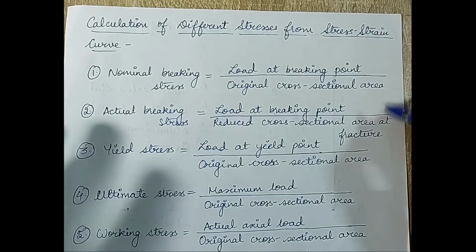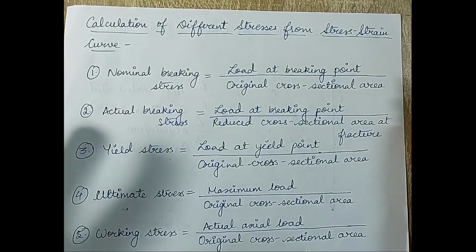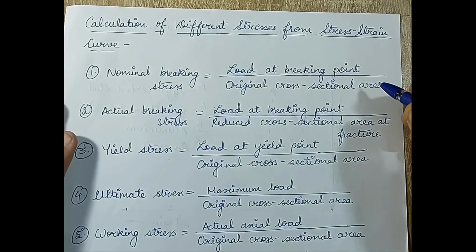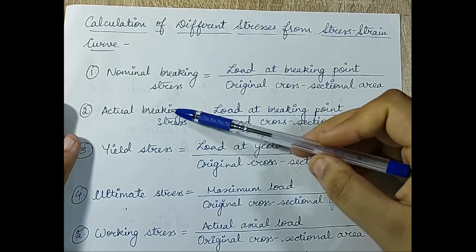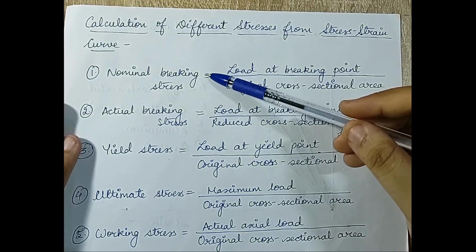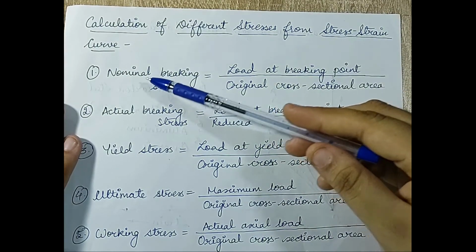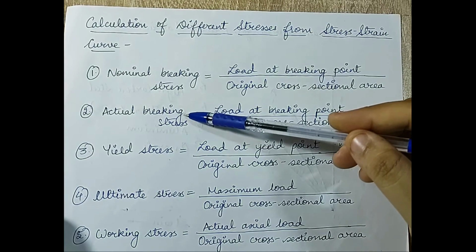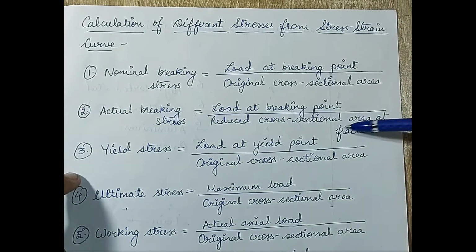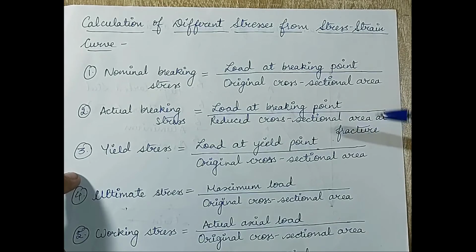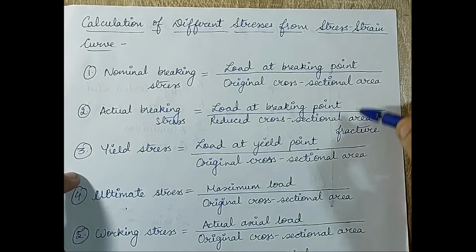D is the diameter of the rod. For example, if I take it as 10 to 12 mm, whatever value, accordingly I'm going to substitute and I'll get the value of area. Second one is the actual breaking stress. The first is the stress which we are calculating over the original area, so it is called nominal breaking stress. And the second one is the actual breaking stress, wherein we are going to consider the reduced cross-section area at fracture, which means say 7 to 8 mm is what the fracture diameter is. So that value we are going to take and calculate the reduced cross-sectional area. So these are the two types of stresses that we can calculate at the breaking point.